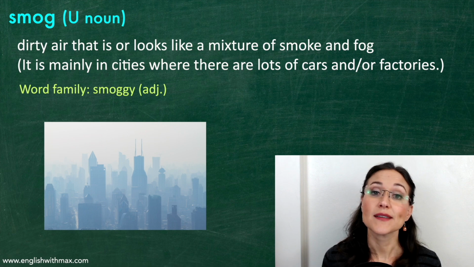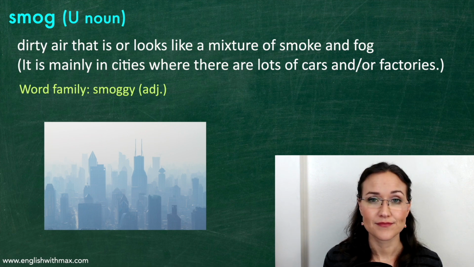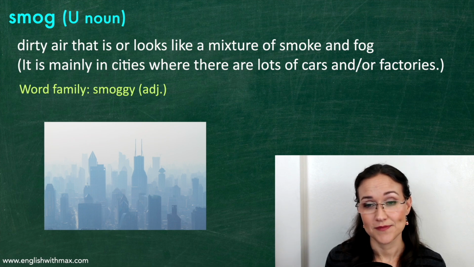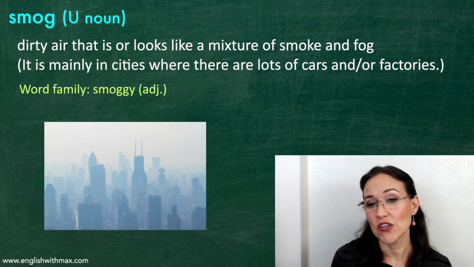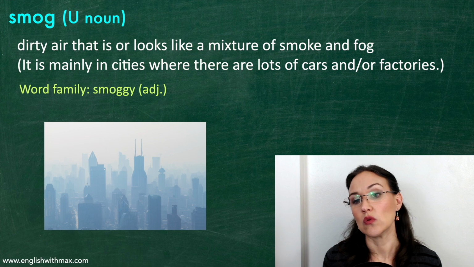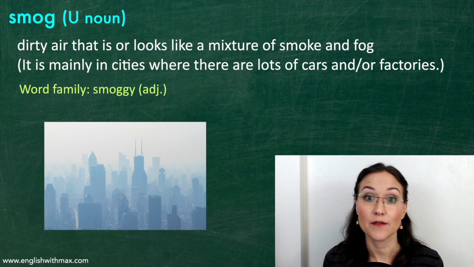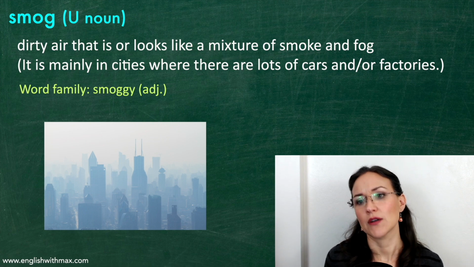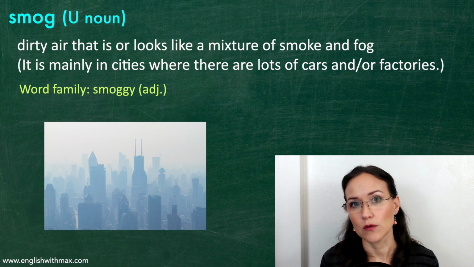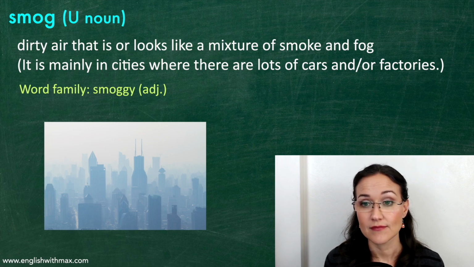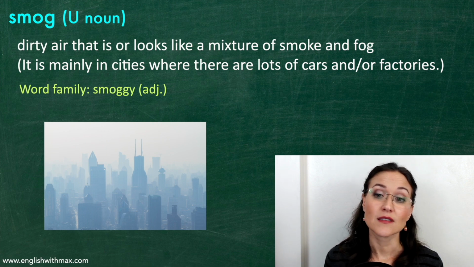The next word is smog. Smog. It's an uncountable noun. It's dirty air that is or looks like a mixture of smoke and fog. It is mainly in cities where there are lots of cars and/or factories. The adjective is smoggy.